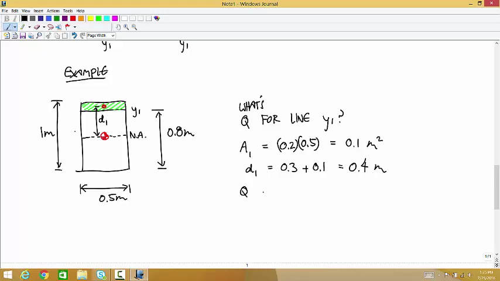And so Q is equal to the area times that distance, so 0.04, and the units are meters cubed. Any questions about that?